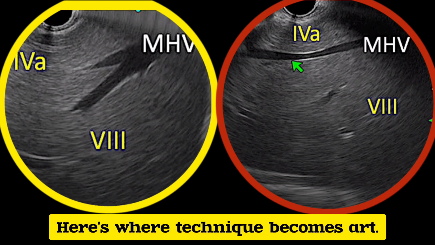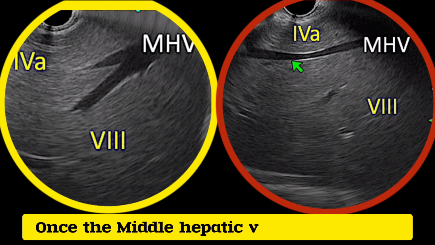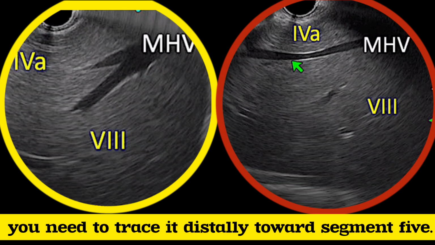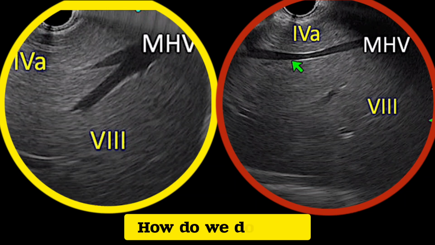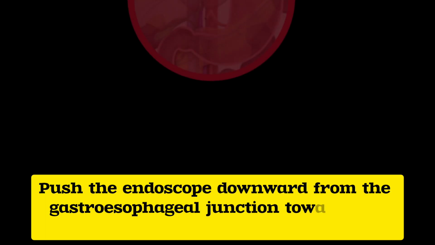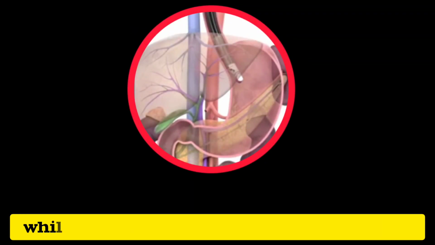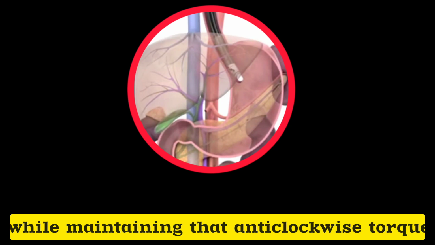Here's where technique becomes art. Once the middle hepatic vein is visualized, you need to trace it distally towards segment 5. How do we do this? Push the endoscope downward from the gastroesophageal junction toward the mid-stomach, while maintaining that anti-clockwise torque.